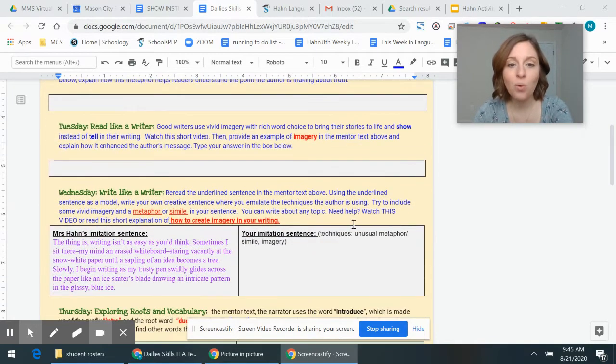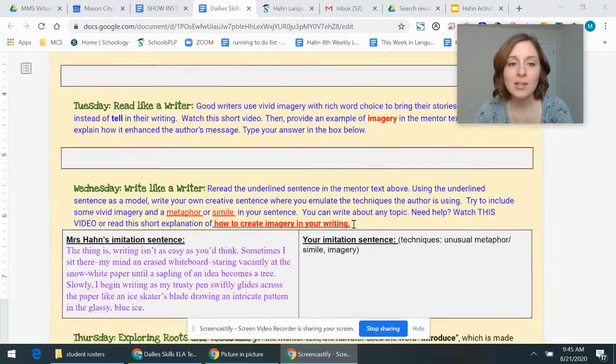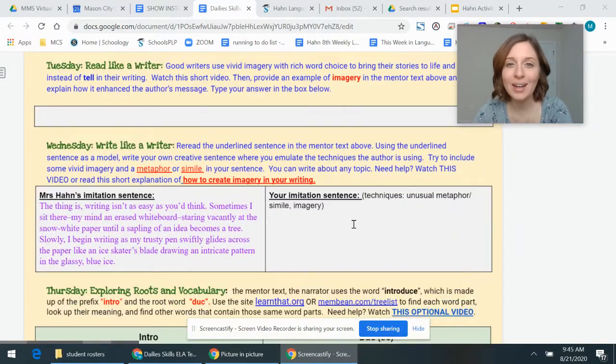So if we scroll down here to Wednesday, on Wednesdays, we're going to encourage you to write like a writer. Any good writer learns to be a good writer by emulating other writers. And the word emulate means kind of like to imitate and try some of the techniques that other writers have used as well. Let's go ahead and read through Wednesday's instructions.